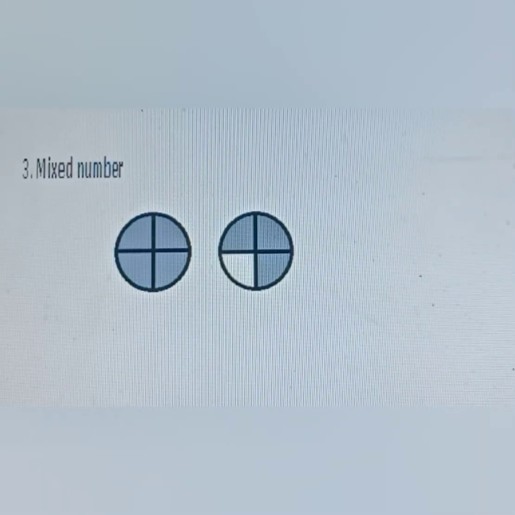Okay, let's have the third and last kind of fraction, which is a mixed number. So take a look at these two figures here. The first figure, all the parts are shaded. That means 1 whole, right? 1 whole is shaded. And here, what part is shaded here? There are 3 parts shaded, so in fraction, that's 3/4. 3/4 shaded. So here you have a whole number 1 and a fraction 3/4.